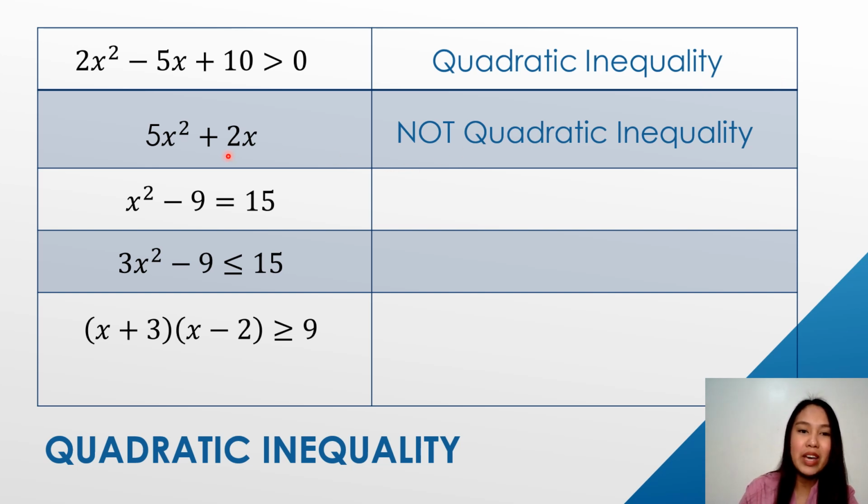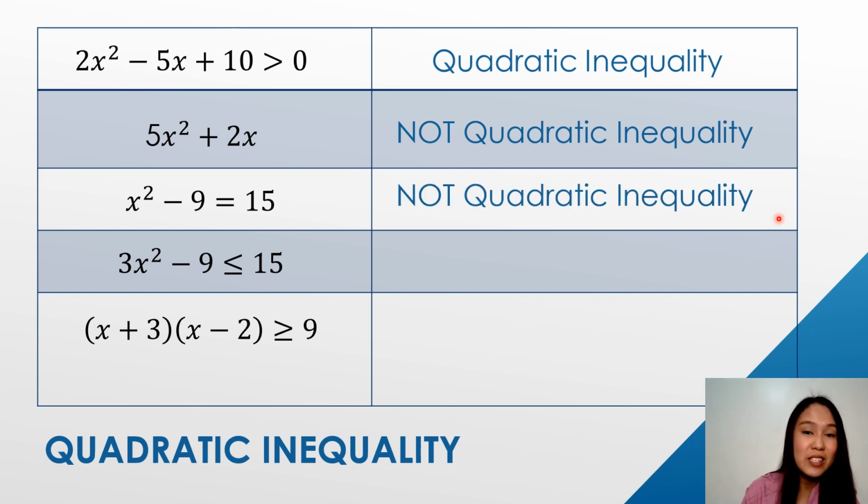Next example is 5x squared plus 2x. Is it a quadratic inequality? It is not a quadratic inequality. Why? Though it is a quadratic expression because there is a variable x with the highest exponent of 2, there is no inequality sign. So this is not an inequality, neither is it an equation because there is also no equal sign. Therefore, it's not a quadratic inequality.